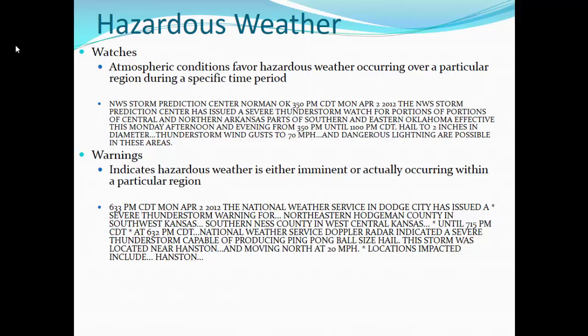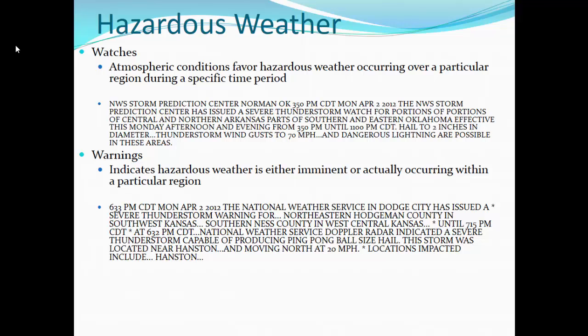And your watches basically come in those short-term forecasts that go up to 2.5 days, and your warnings are more of your nowcasts. So a watch is when atmospheric conditions favor hazardous weather occurring over a particular region over a specific time. So a tornado watch might be in effect from 10 o'clock this morning until 12 o'clock tonight for a region, because the atmosphere in that region during the afternoon and evening hours is going to be prime for creating tornadoes. And so a watch is going to be somewhere in that nowcast, a short-term forecast.